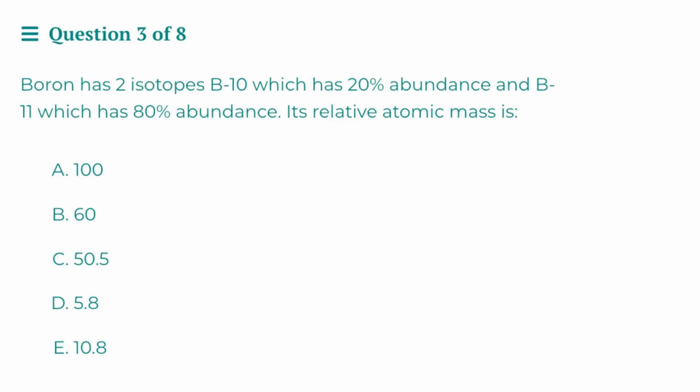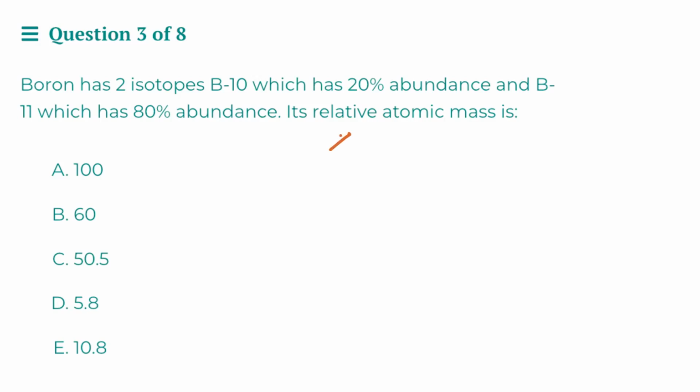Then we have B11, which again, similarly, has 5 protons but 6 neutrons, thus 11 instead of 10. And that extra neutron means B11 has a greater atomic mass, again being 11 instead of 10. And this isotope has 80% abundance, which means when you have a sample of boron, more of it will be composed of the isotope B11 than B10.